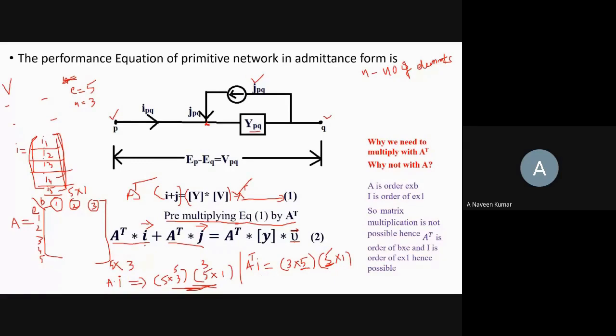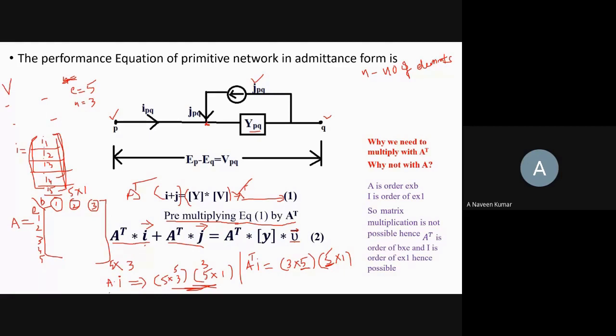We have said that the performance equation in admittance form is I plus J is equal to Y into V. For this equation, I asked you to multiply A transpose on both sides. We have multiplied, and we checked that A transpose into I is possible. Why are we not multiplying with A? Why only with A transpose? That reason I have explained.